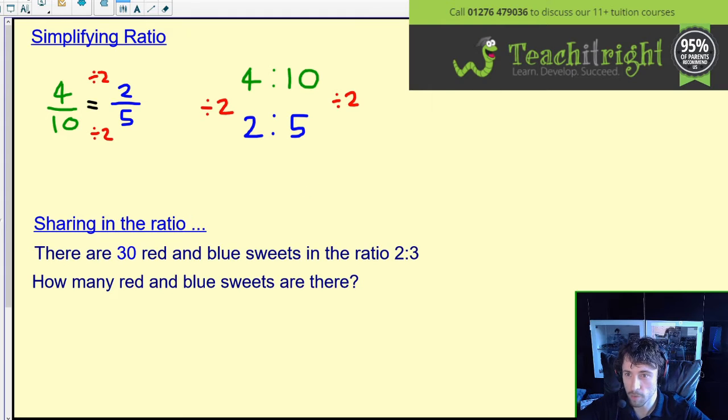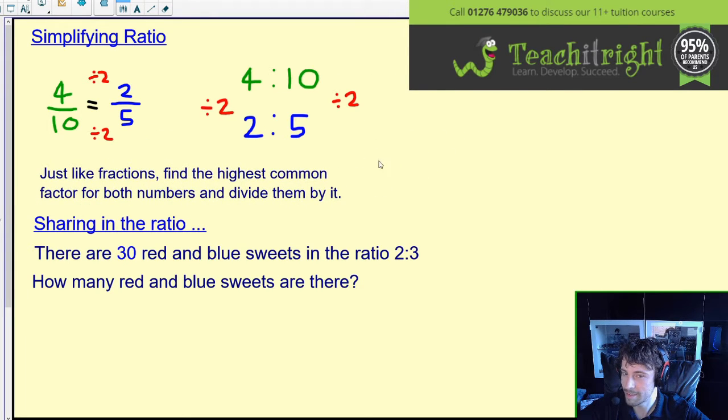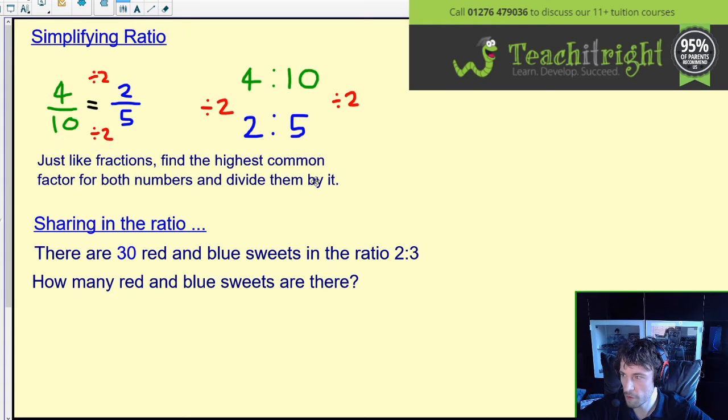So just to put those in words, it's quite clever, isn't it? Here's what I did earlier. Just like fractions, you find the highest common factor for both numbers and then divide them both by it. So in here, the highest common factor was 2, and here, the highest common factor is 2, and we end up with our answer. Just make sure at the end, in case you missed the highest common factor, you always check your numbers to make sure, nope, there's nothing else I can divide them by. And if there's not, that means you're done and you have fully simplified it. So that's simplifying ratio. Hopefully nice and quick, not too hard.